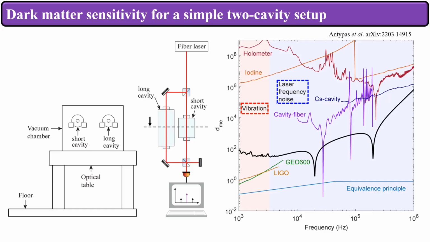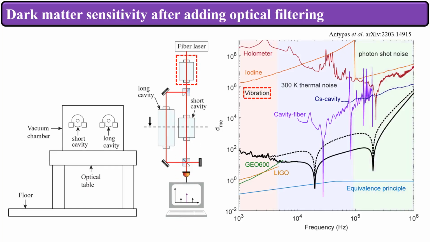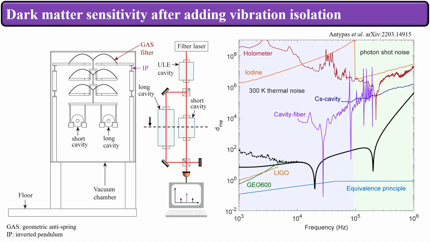Let's start with laser frequency noise mitigation. Adding a filter cavity here causes a reduction in the laser noise as shown in the transition from the thick black dashed to solid curves. Then, on the right, the bottleneck becomes room temperature thermal noise and photon shot noise. The vibration noise can be suppressed by hanging our two cavities from this multi-stage passive vibration isolation system.